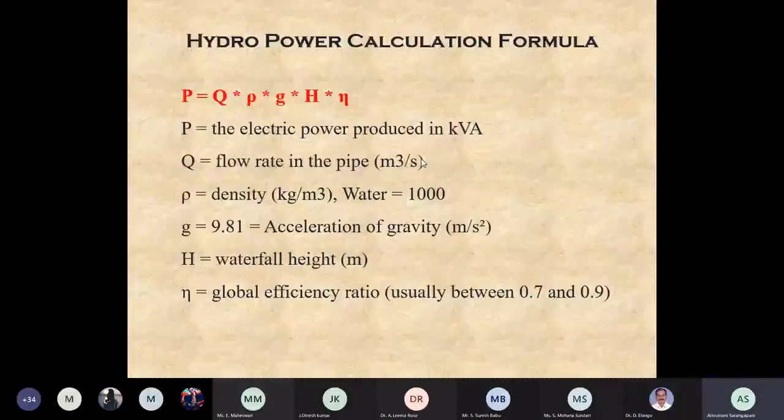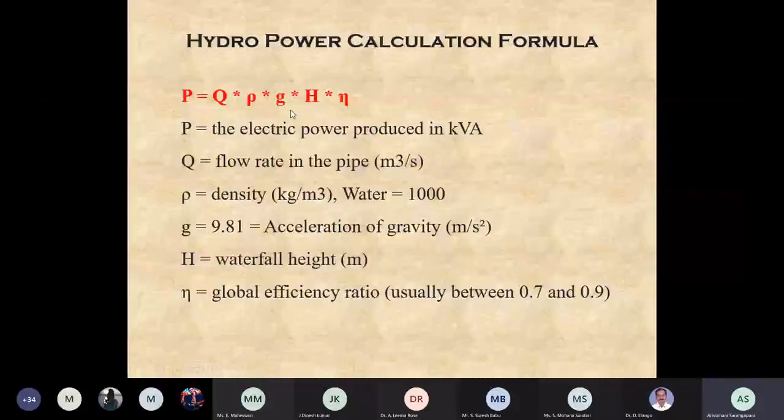Sir, it is just P. This is the power, so it depends on this equation. You need Q. I know P is 1 megawatt, that means 1,000 kilowatt. So if I want to find Q, I take this P, and the other things like the density, G, and H, everything.